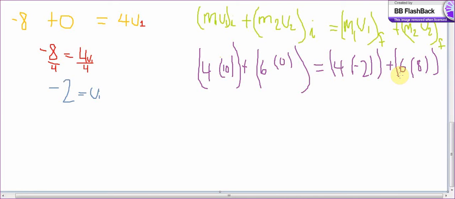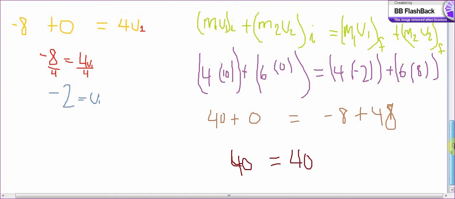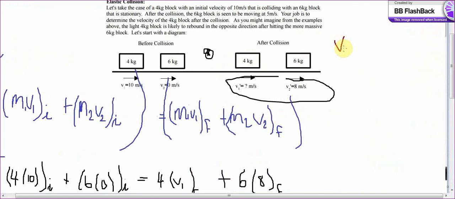Momentum has to be conserved. So when we do our math, this is 40 plus 0 equals negative 8 plus 48, and it equals negative 8 plus 48 equals 40. So with this you can see that momentum was conserved.